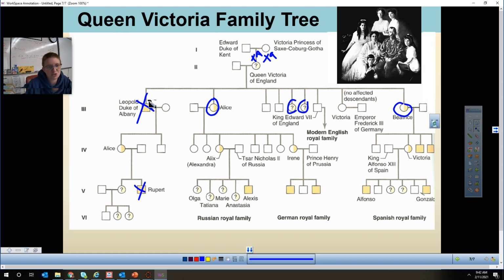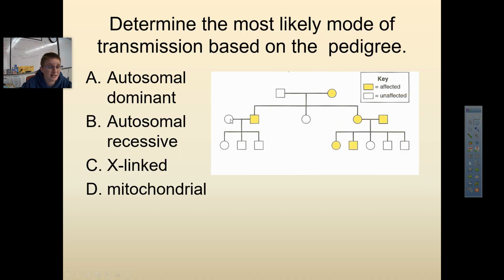But what's really interesting, since royal families like to marry other royal families, right? Queen Victoria's daughters all married into different royal families. So you've got the modern English family, and the Spanish and German and Russian royal families. Since Queen Victoria's daughters married into each of these families, hemophilia is actually a problem in the European royal families. It's just been passed down. It is a problem that primarily affects the males, and the females are just carriers.